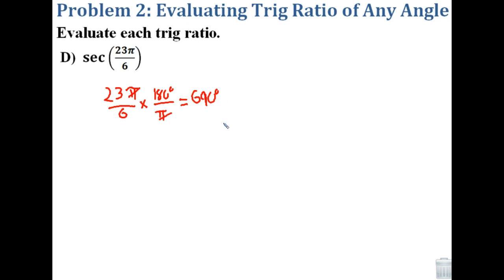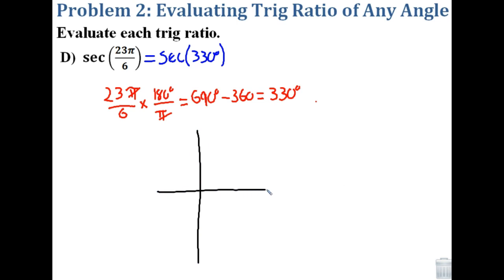Now 690, since that's more than one rotation, I'm going to subtract 360 from it to get it down to less than one full rotation, which will give me 330 degrees. So when we say find the secant of 23 pi over 6, that's going to be the same thing as the secant of 330. Let's go through that process one more time. We'll graph that angle in standard position. 330 opening up, that's going to land us in the fourth quadrant.